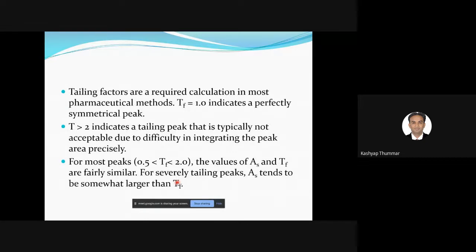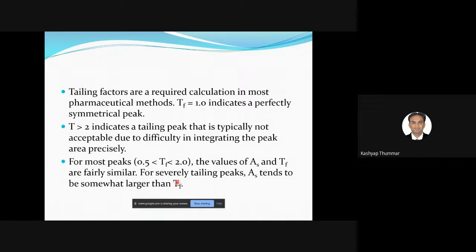Tailing factors are a required calculation in most pharmaceutical methods. TF equal to 1.0 indicates a perfectly symmetrical peak. A perfectly symmetrical peak means B by A. If you divide your peak into two parts, A and B, and if you divide both parts and get the value one, then it is called a perfectly symmetrical peak.